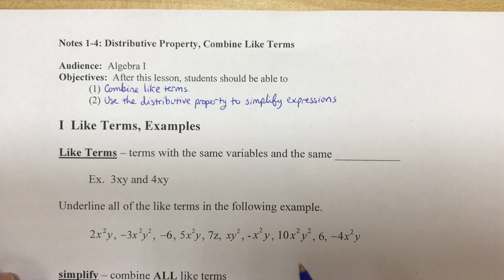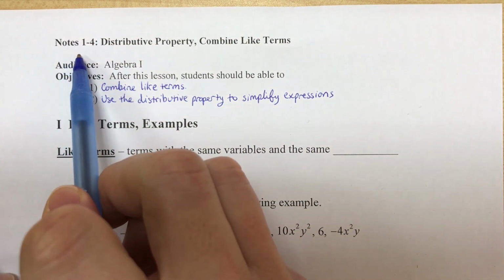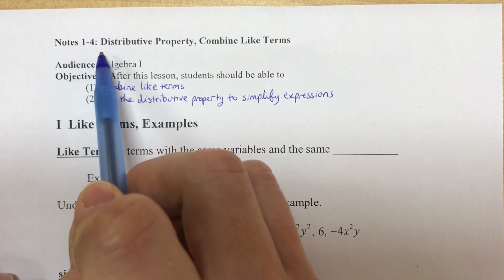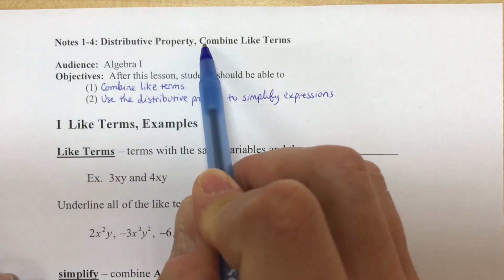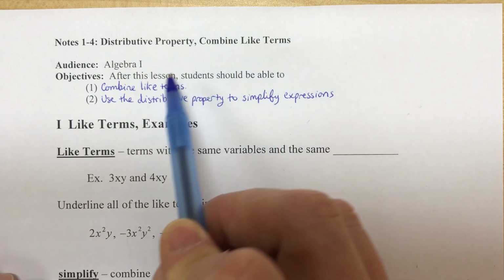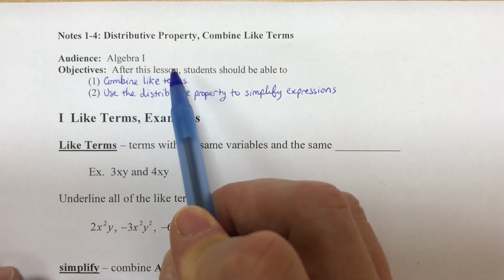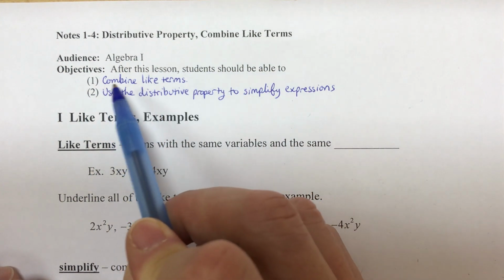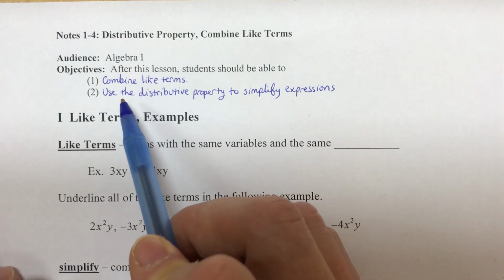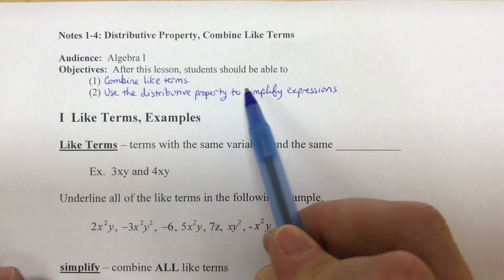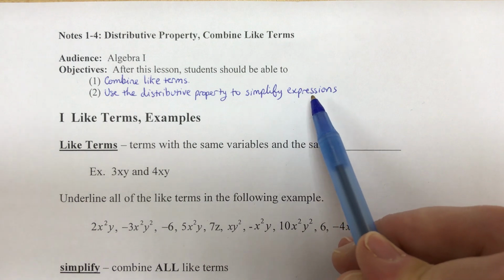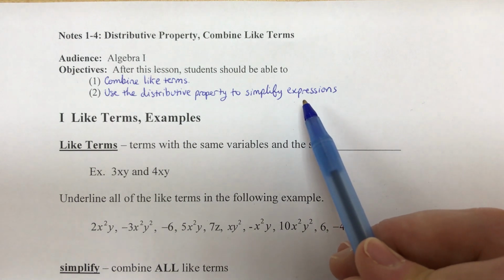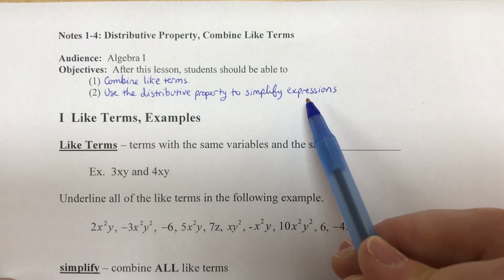Okay, Algebra 1 fans, our topic for today is Notes, Section 1-4, Distributive Property and Combining Like Terms. Our objectives after this lesson: students should be able to 1, combine like terms, and 2, use the distributive property to simplify expressions.